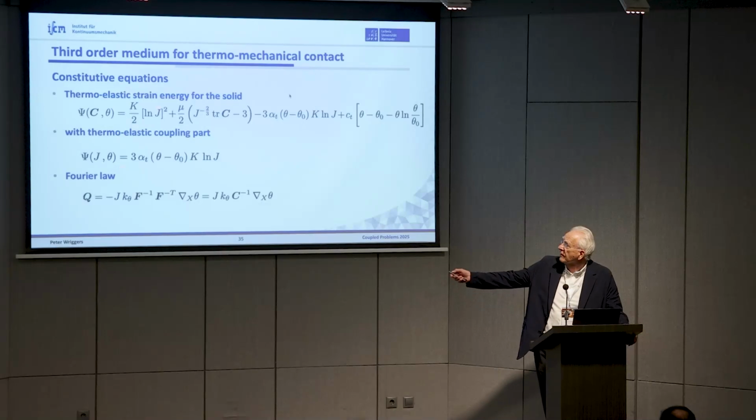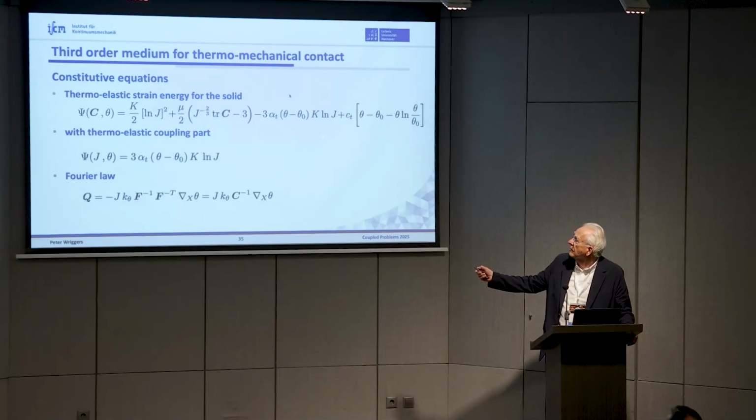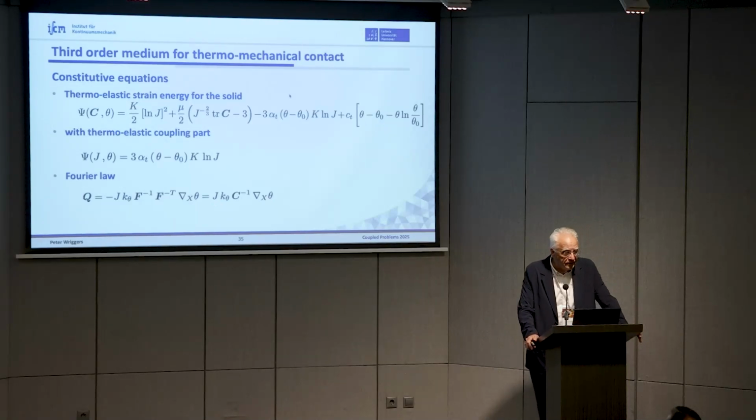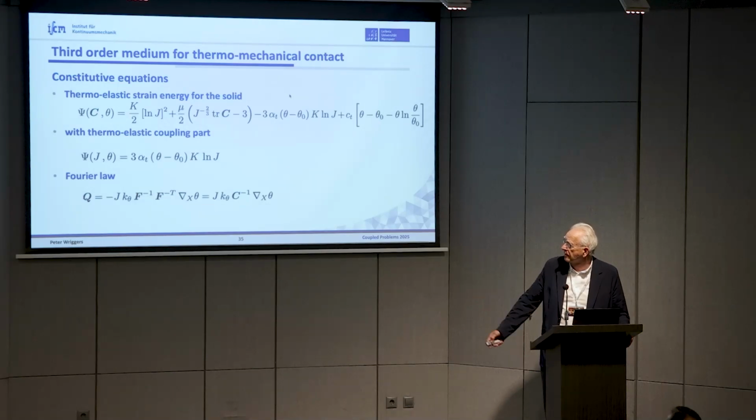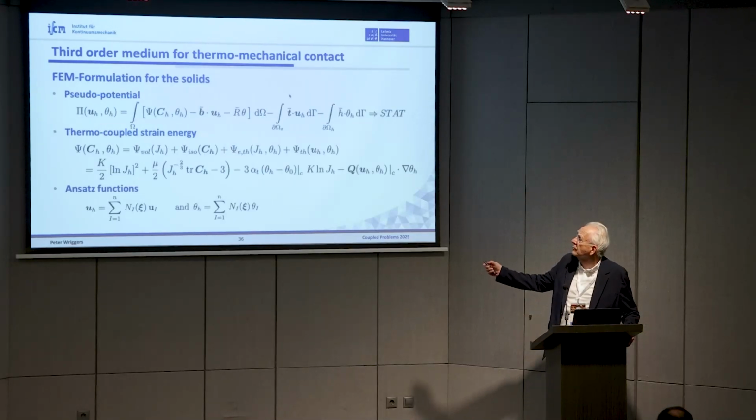So we can use a classical thermoelastic strain energy function for the solid. We have here the coupling part, and here the thermal part. The coupling part is given here, and the Fourier law related to the initial configuration or reference configuration is given like that in the continuum case. So we have here the influence of the deformation on the gradient.